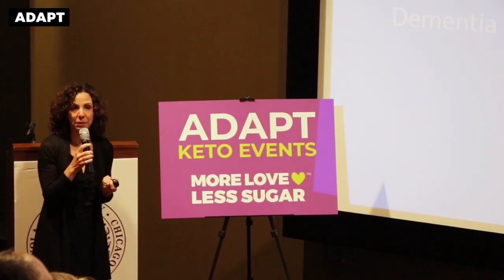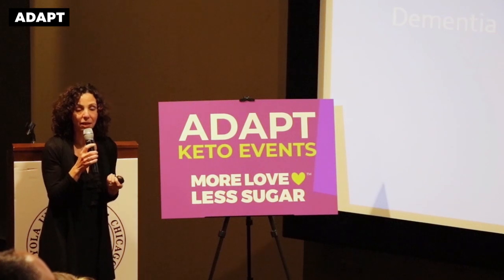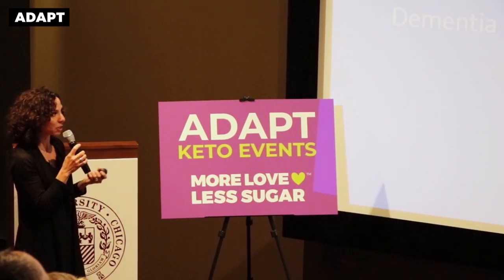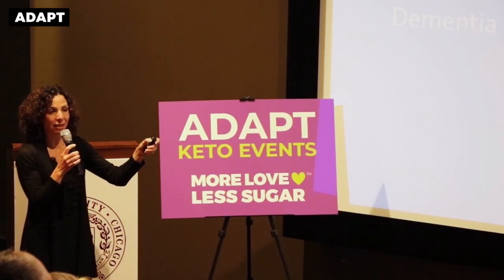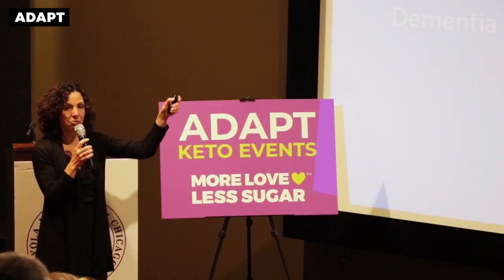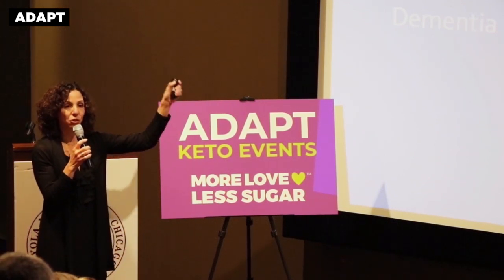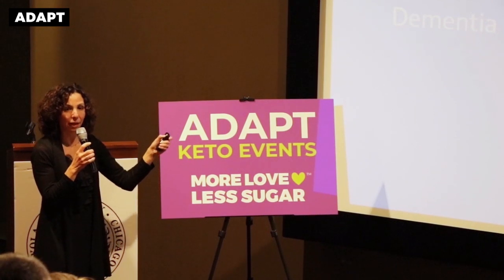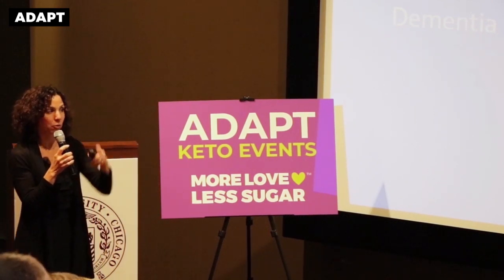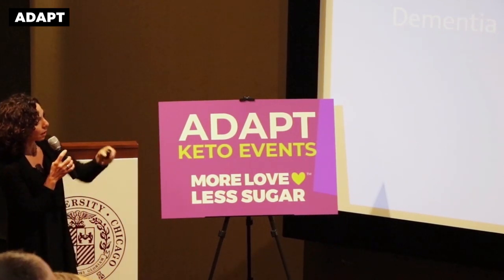So Alzheimer's is now being coined as type 3 diabetes. And why is that? Because largely what we're going to find is that sugar leads to inflammation that then leads to disease. Okay? So this ties back to some of what Naomi was talking about before.